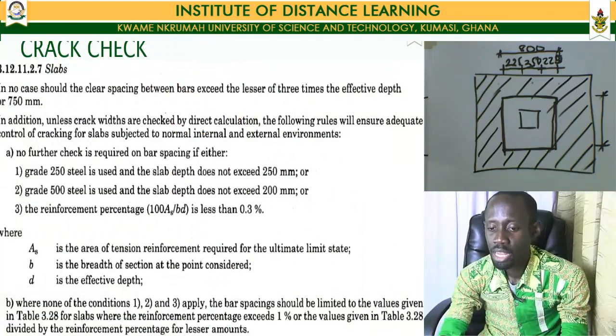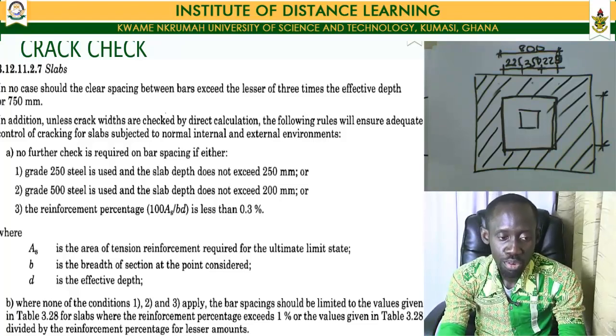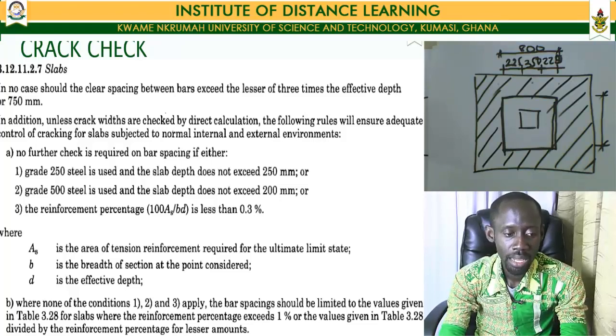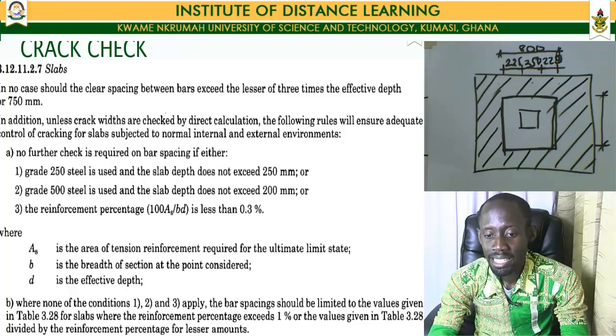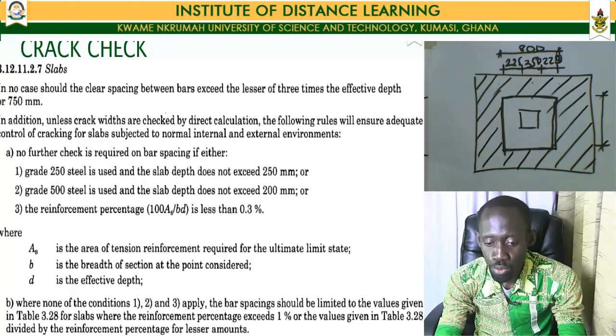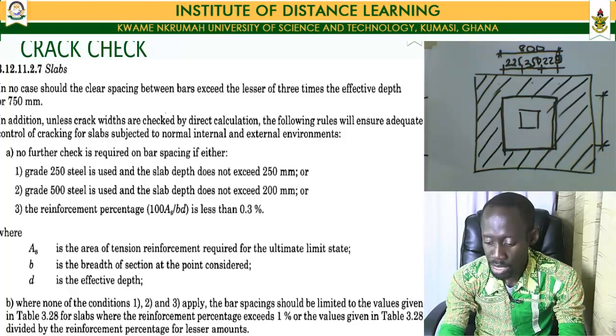Now, having finished with that one, we move ahead and go for the crack check within our pad foundation. And for our crack check, we'll make use of the same provisions that we made use of whilst we were doing our slab design and our staircase design. For the first part of that provision, it says that in no case should the clear spacing between the bars exceed the lesser of 3 times the effective depth or 750 mm, whichever is the lesser. And where we are making use of steel grade of 250 newtons per millimeter squared and our slab depth does not exceed 250 mm, no further check is required apart from the spacing.